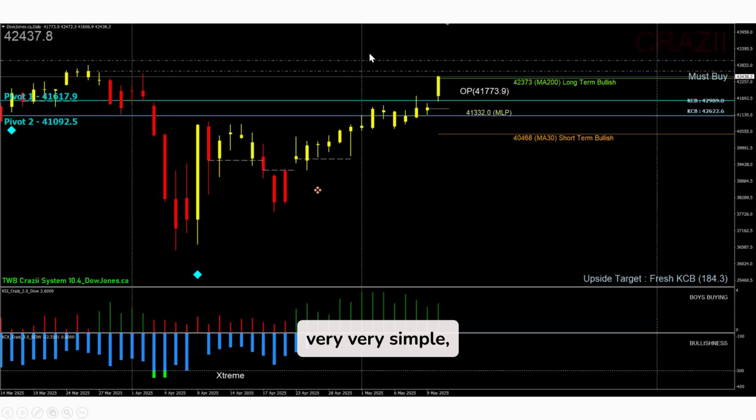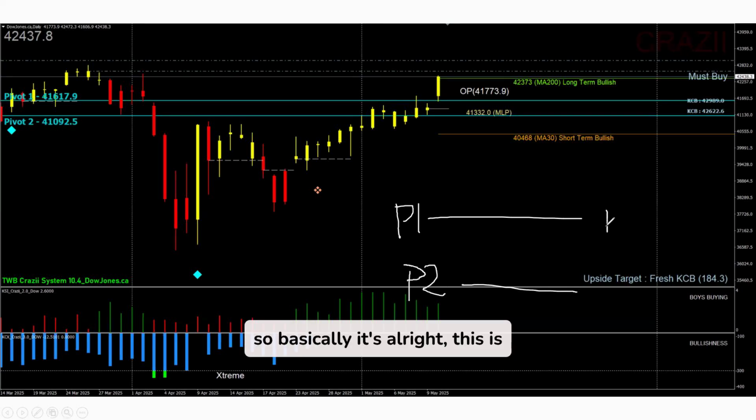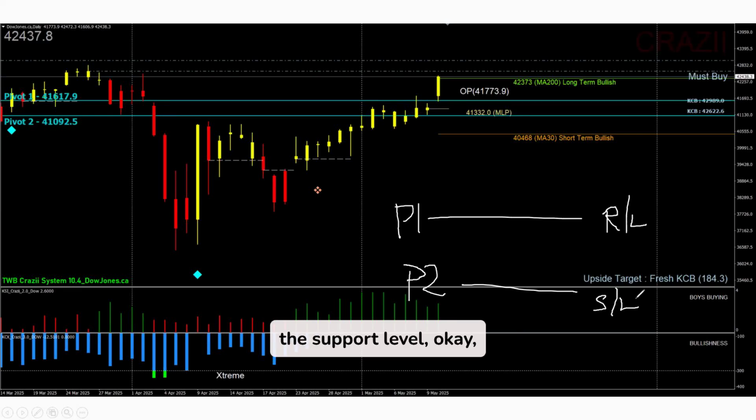Very, very simple. Pivot 1 is here. Pivot 2 in general is here. This is also known as the resistance level, and this is supposed to be the support level.